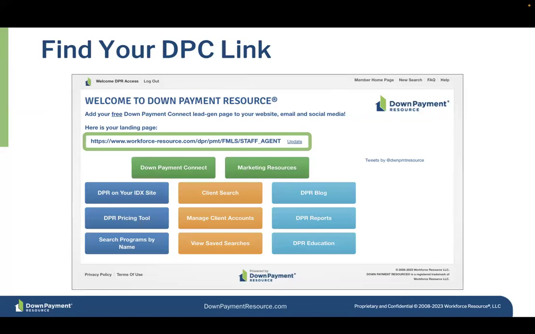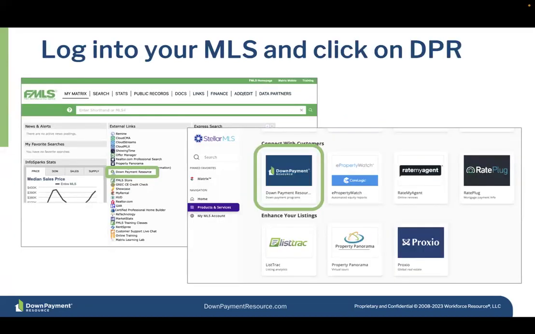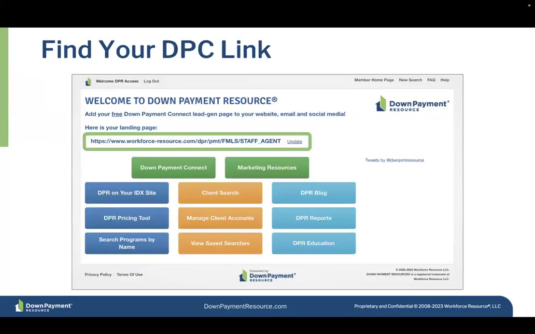Now, the link on the screen here is my demo link for one MLS. Don't go use that. Go get your own. So again, go to your MLS dashboard, look for the down payment resource button, click on it. That takes you to your down payment resource dashboard. Your Down Payment Connect lead gen landing page URL will be waiting for you there. It is unique to you. Any leads generated from that page are unique to you. We'll come back to that in a moment.